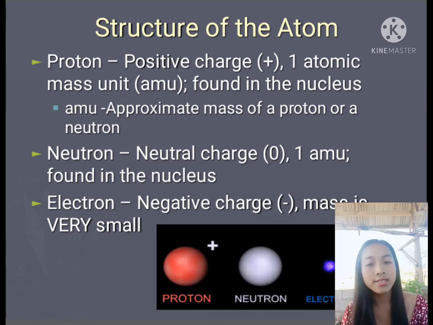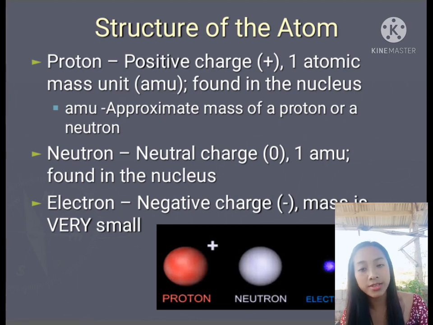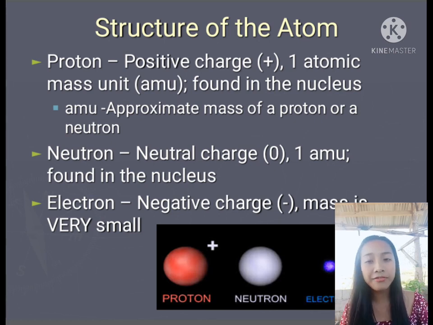Proton is positively charged and found in the nucleus. Ang unit of measure, or ang atomic mass unit na ginagamit sa mga proton, electron, and neutron is the AMU, or the approximate mass of a proton or a neutron. Then we have the neutron, or the neutral charge, na zero ang charge, then 1 AMU and found also in the nucleus. However, the electron is negatively charged, and its mass is very small. We all know naman na yung mga electron ada siya sa bilog sang nucleus, kag dili siya ada sa sulod sang nucleus.